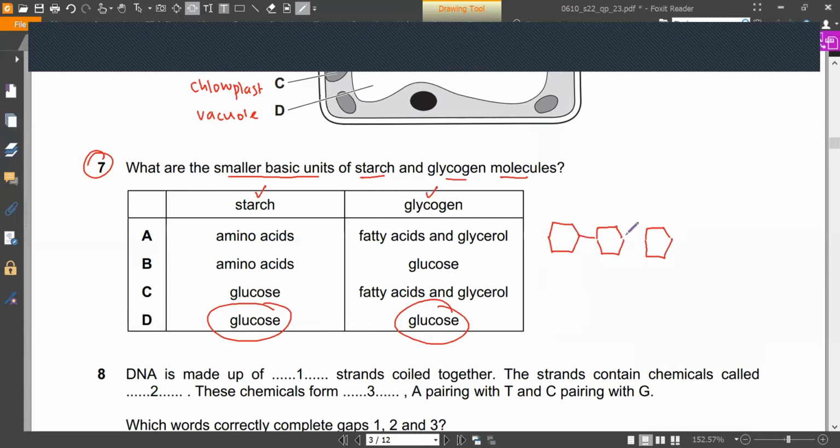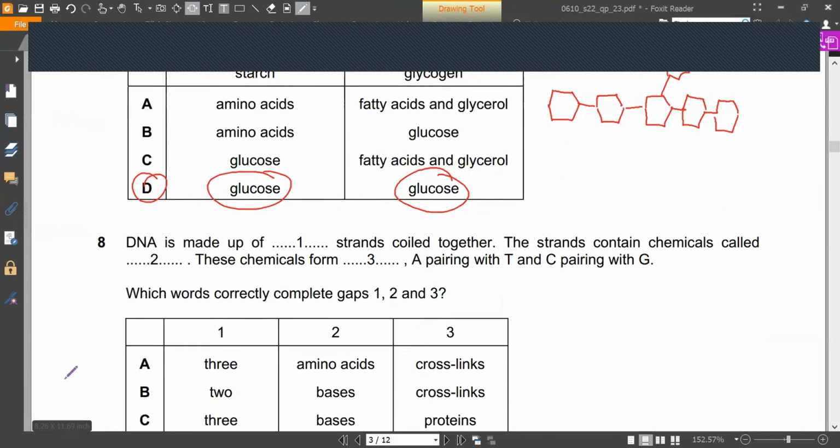Okay, so basically when they join together, it can be thousands of them joined together to become the large molecules of starch and glycogen. The difference between starch and glycogen is branching. Starch is straight, just one single chain. Glycogen is branched. We find starch in plants, and we find glycogen in animals. So that is the main difference.